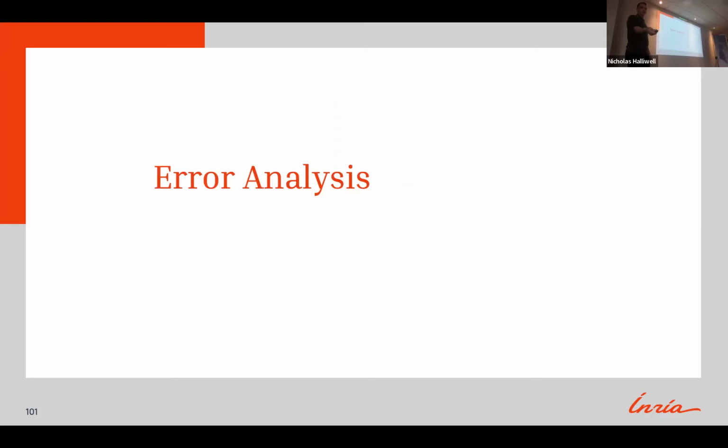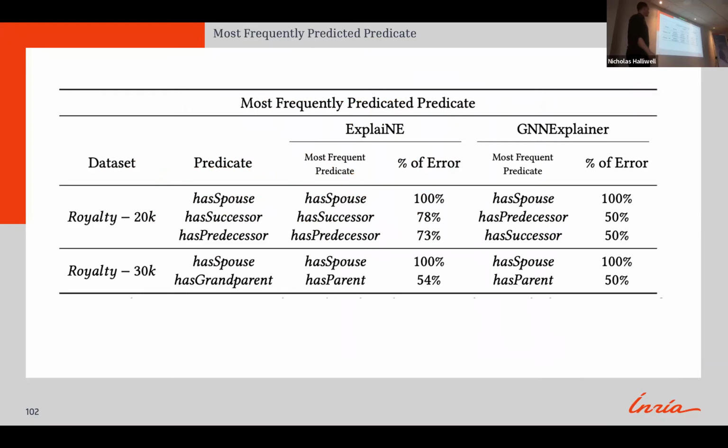We also perform an error analysis. The first thing we evaluated was the most frequently predicted predicate. This table essentially shows, for the Royalty 20K dataset on the has successor predicate, that 78% of the first explainer's errors contained has successor, whereas for GNNExplainer, 50% of the errors contain has predecessor. So what we can take away from this table is that the types of errors that these models make are not the same.